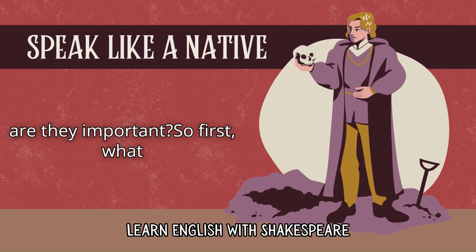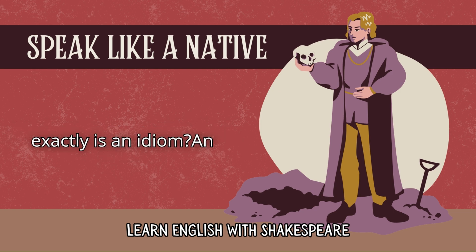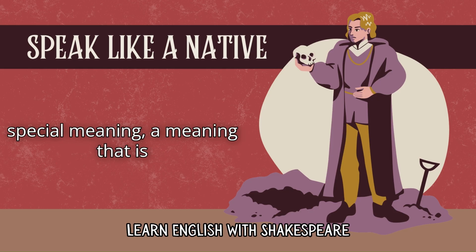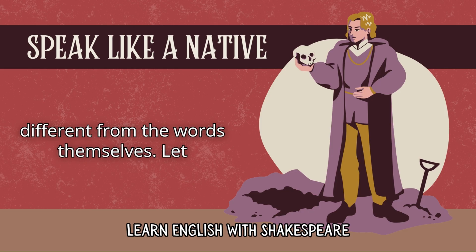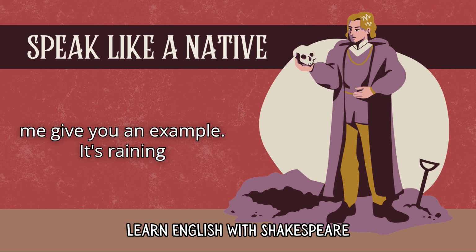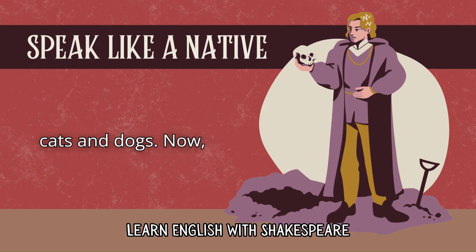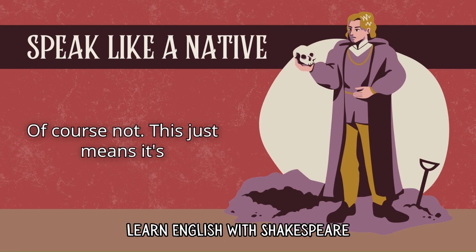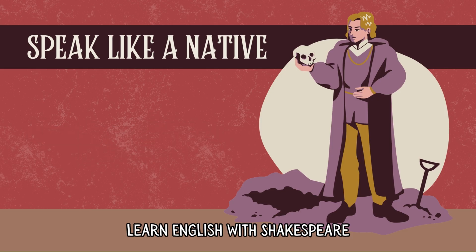So first, what exactly is an idiom? An idiom is a group of words that has a special meaning, a meaning that is different from the words themselves. Let me give you an example. It's raining cats and dogs. Now, are animals really falling from the sky? Of course not. This just means it's raining very heavily.